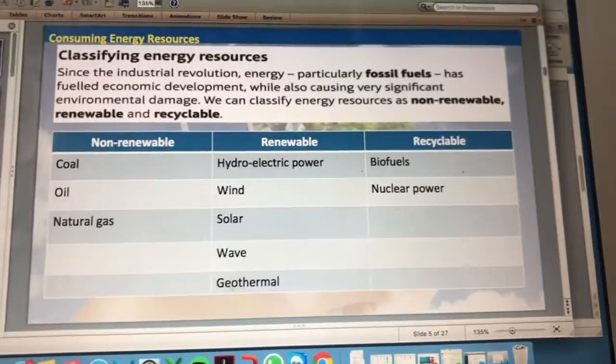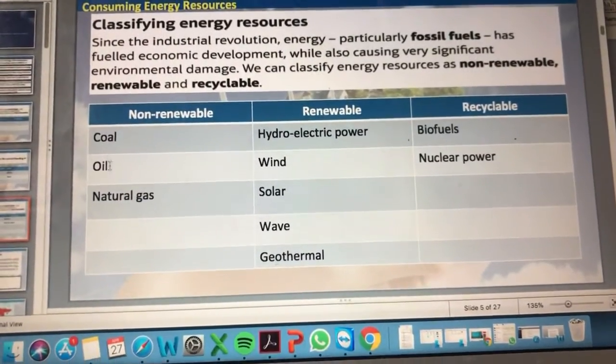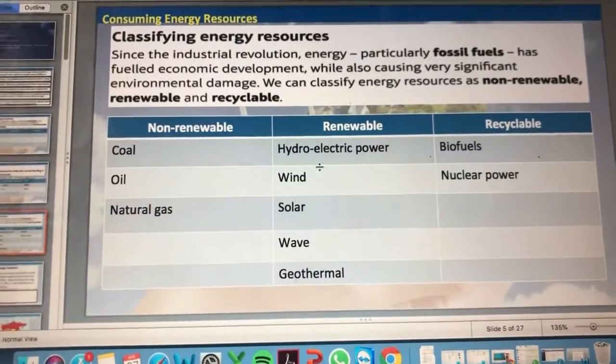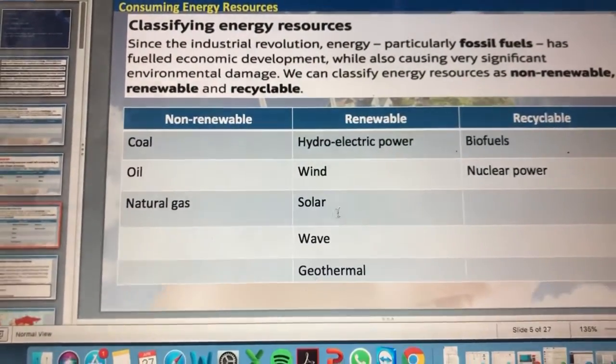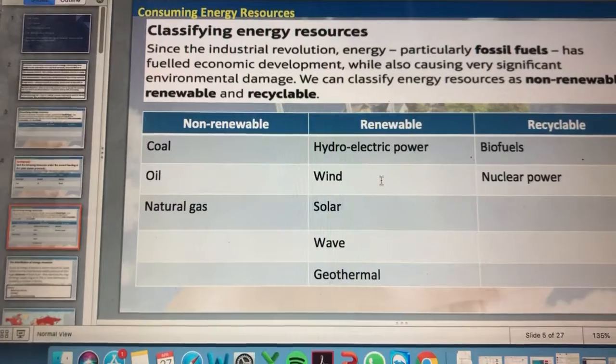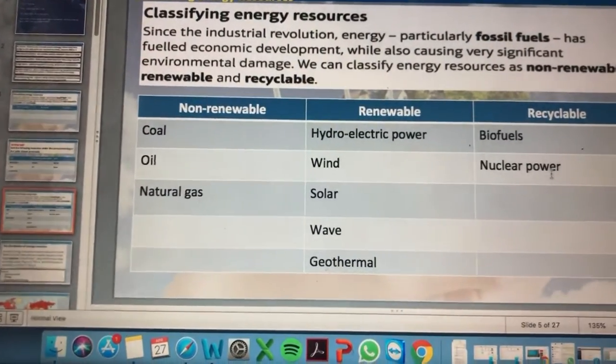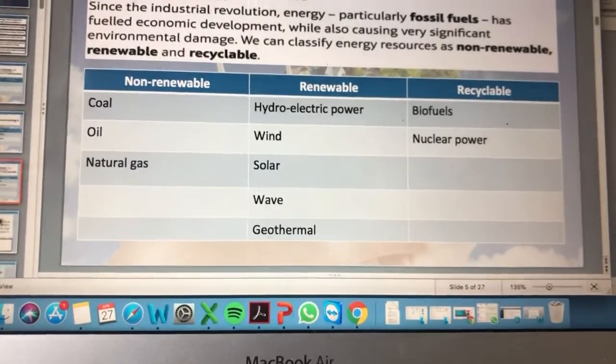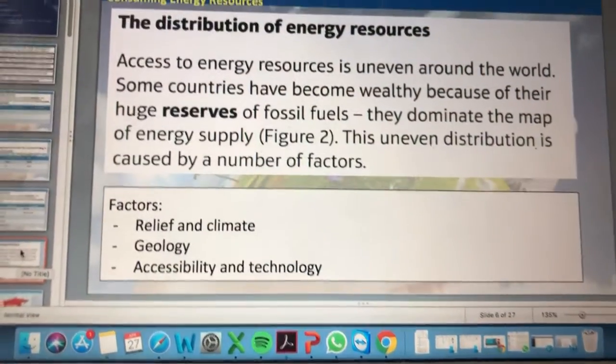So as you said, non-renewable is the main source around the world: coal, oil, natural gas. But then these are up and coming, let's say, and nuclear power is obviously, and we'll look at some of the advantages and disadvantages of these types in a bit, okay?